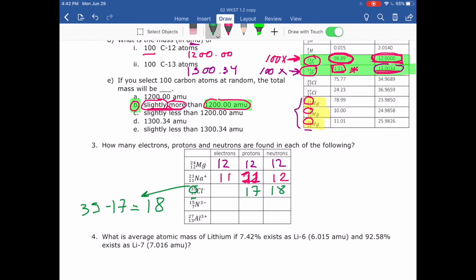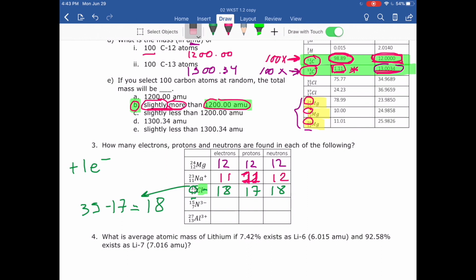And finally, because chlorine is an ion, it has a negative charge. One negative charge means one more electron than the neutral chlorine. The neutral chlorine would have 17 electrons, same as the protons, but the chloride has one negative charge extra. So it has one extra electron. So therefore, instead of 17, it's going to be 18 electrons.